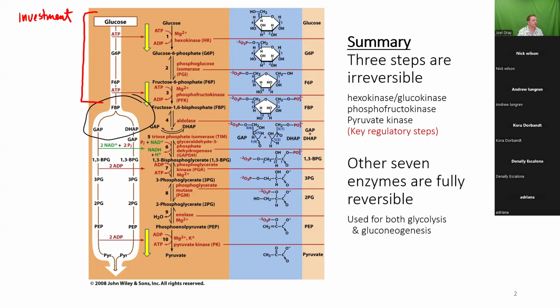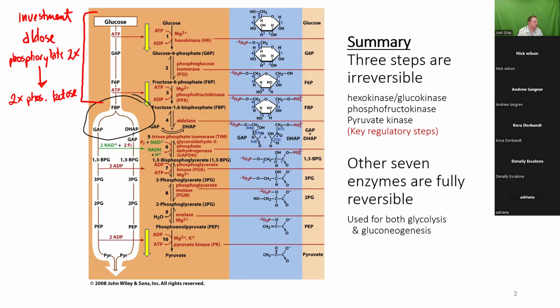A quick summary of the investment is you have an aldose and you phosphorylate it 2 times. And your output is a 2x phosphorylated ketose. Okay. Now, how do you go from an aldose to a ketose? You have to have an isomerization.